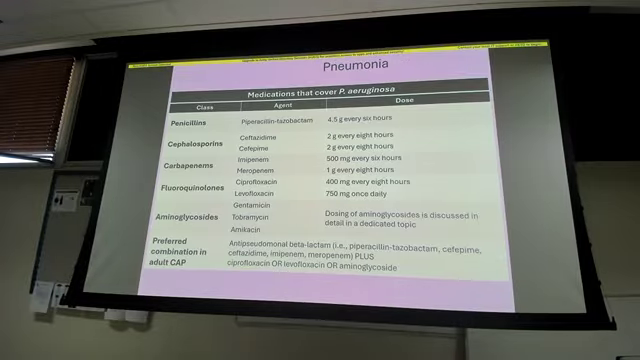Here are our summary charts for you. This has a summary chart giving you all of the agents that we talked about that will cover your Pseudomonas. So this is the review slide for you to say, hey, what do I have if I have Pseudomonas that can cover that bug? All right? And then I think I have another one for you whenever we do MRSA.